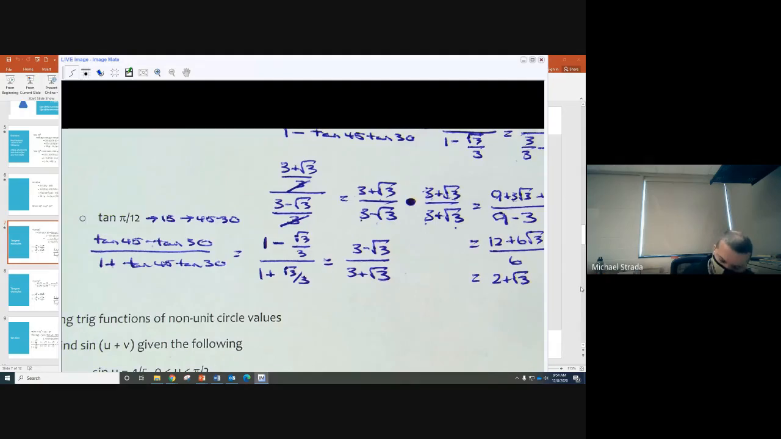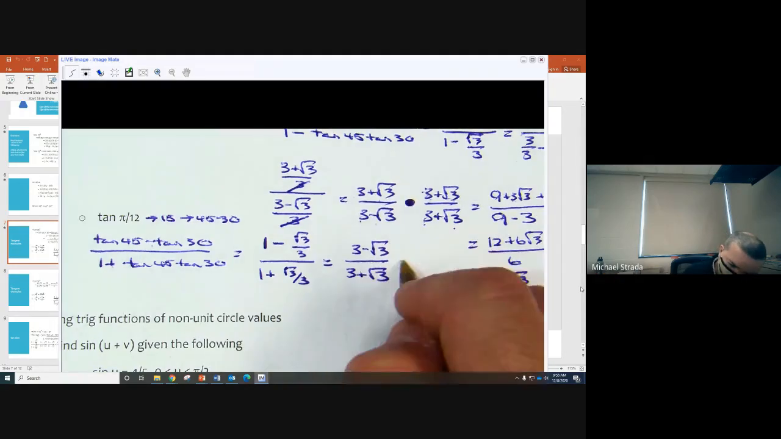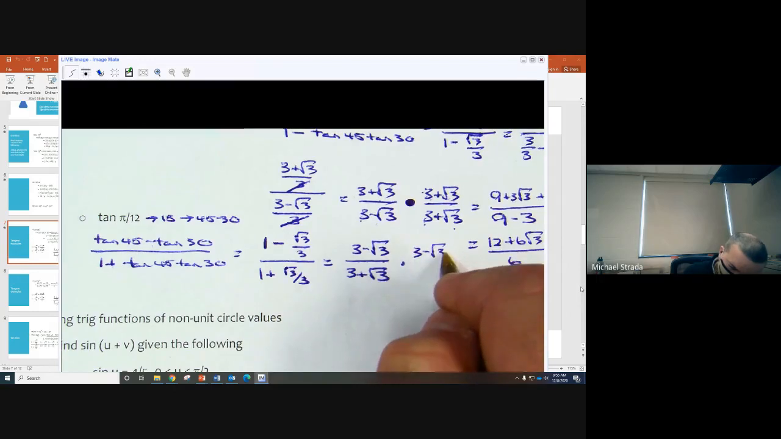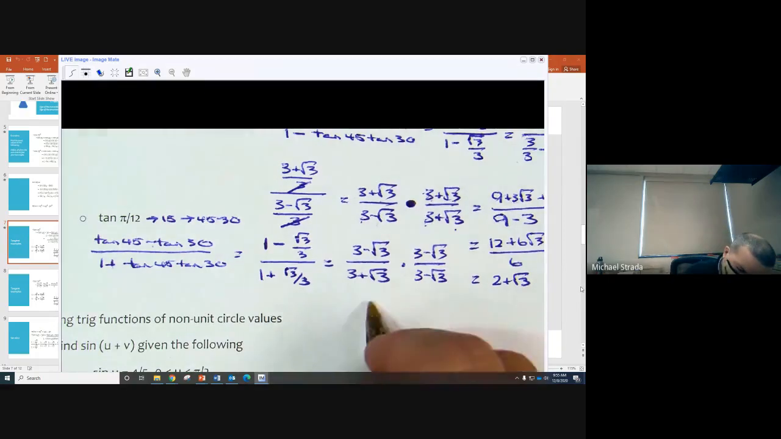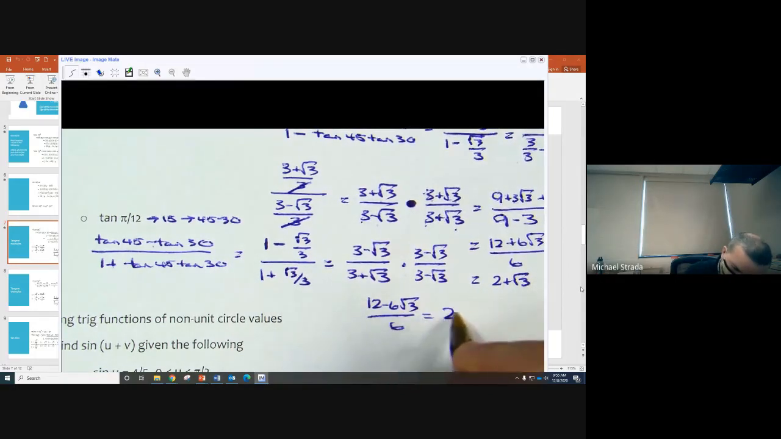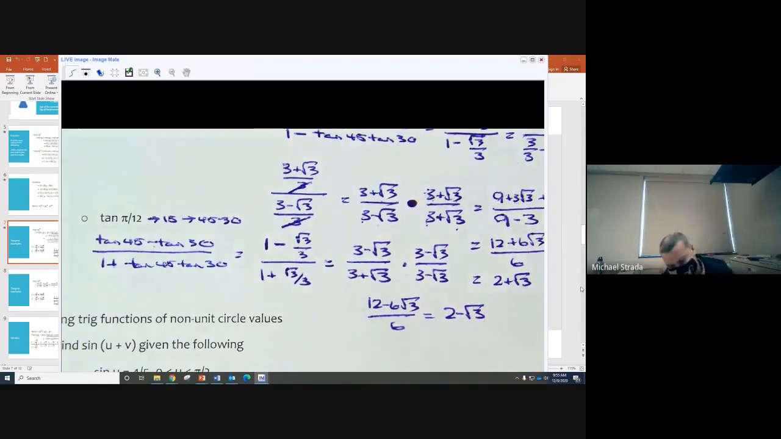And then when you multiply by the conjugate, this time it's going to be 3 minus root 3, 3 minus root 3. This is going to be 12 minus 6 root 3 over 6, which would be 2 minus root 3. So again, the 2 and the root 3 will always show up. The difference is which one comes first, the minus and the plus and all that good stuff.